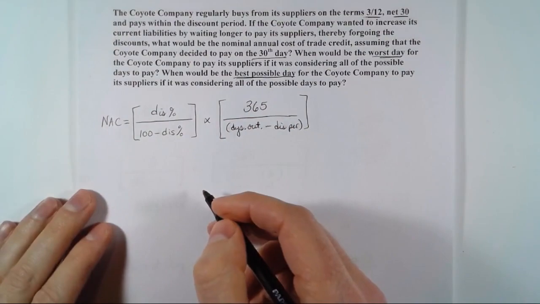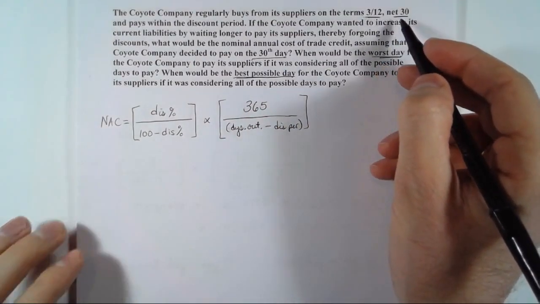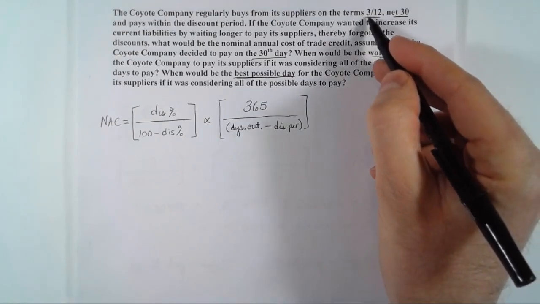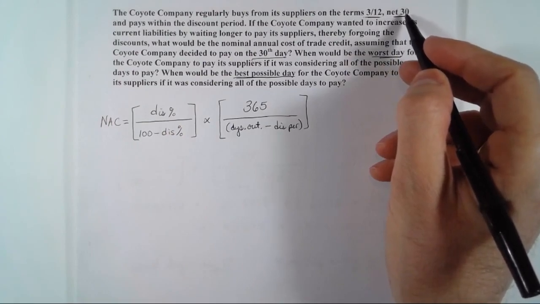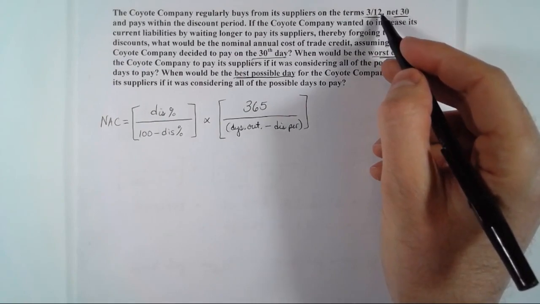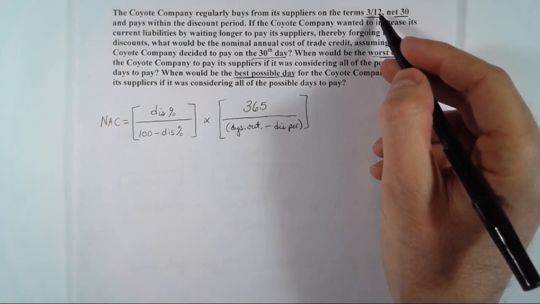Okay, so in this particular problem, the terms specified are 3/12 net 30. So basically what that means is if we pay within the first 12 days, we get a 3% discount. Otherwise, if we pay after the 12 days, we pay the full price and we have to pay it within the 30 days. Now another way to look at this is that if I pay within the first 12 days, I actually pay a particular price, but if I pay after the 12 days, I incur a penalty. So in other words, that's sort of the cost of giving up the discount.